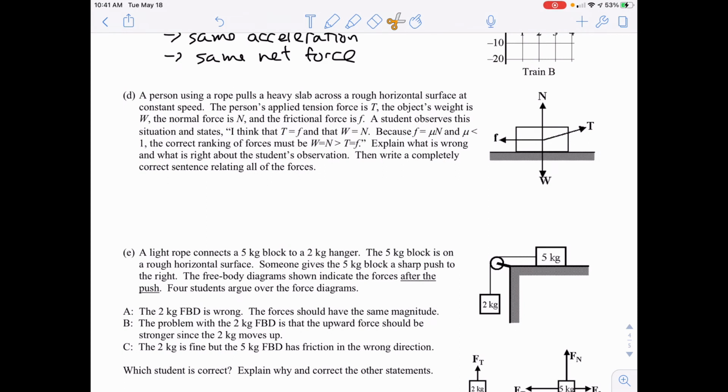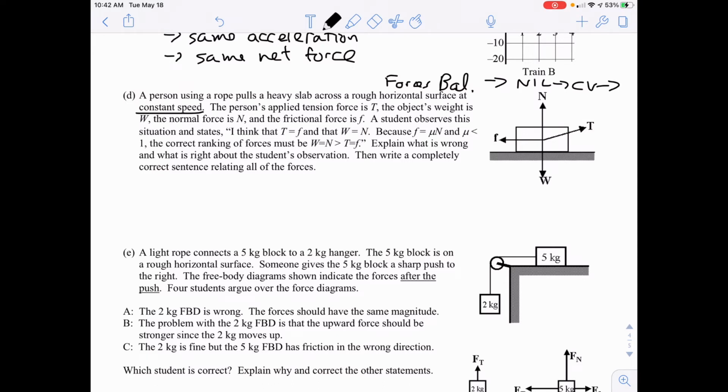All right, in part D, a person using a rope pulls a heavy slab across a rough horizontal surface at a constant speed. I'm going to stop right there. If we're pulling with constant velocity, that means we need to use Newton's first law to analyze this, which means we are going to balance our forces in the x and y direction. Let's continue. The person's applied tension is T. The object's weight is W. The normal force is N, and the friction is little f. And they're all drawn from the center of the mass here.